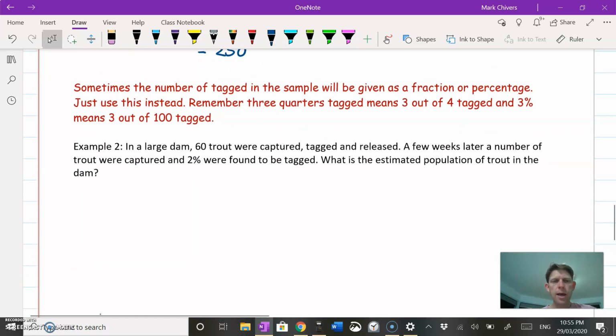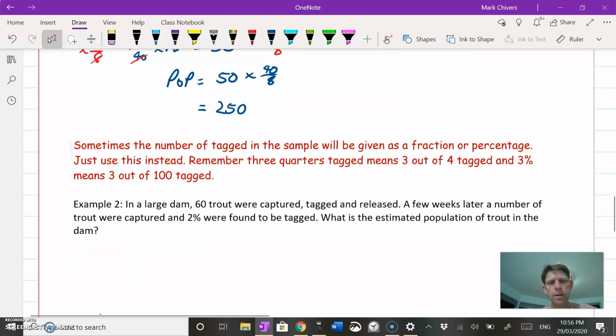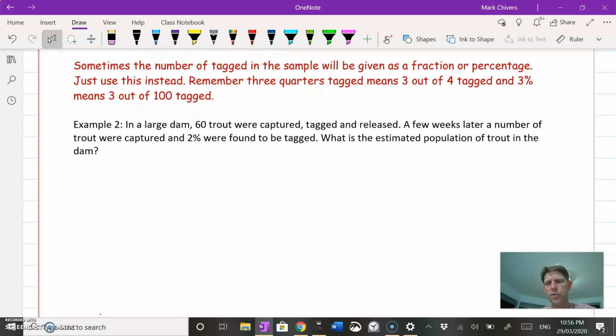Now, sometimes the number tagged in the sample will be just given as a fraction or as a percentage. 3/4 means 3 out of 4 tags. So if we have a fraction, essentially that's what we had there. We had a fraction, so we can just put the fraction there, it'll be fine. And if we have a percentage, we can just make a fraction where that's represented out of 100. So 4% is 4 out of 100, 3% is 3 out of 100, and so on.